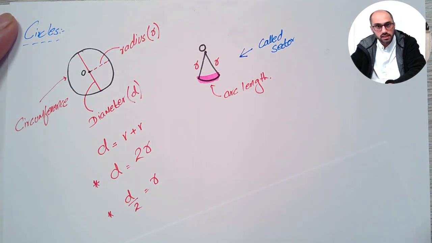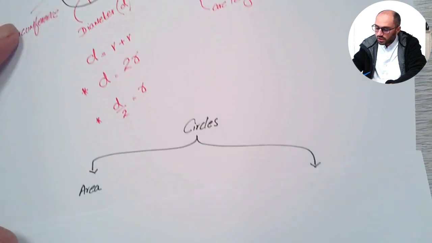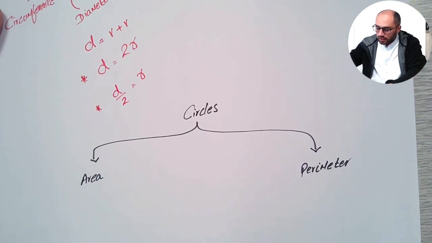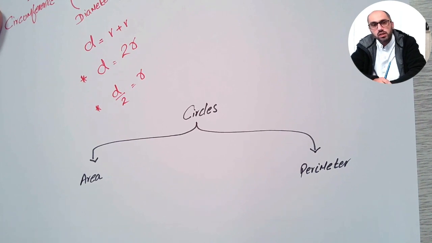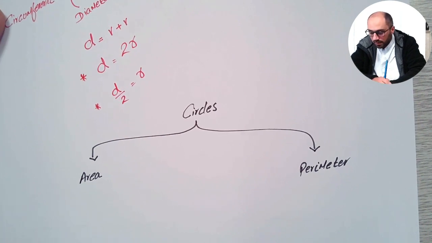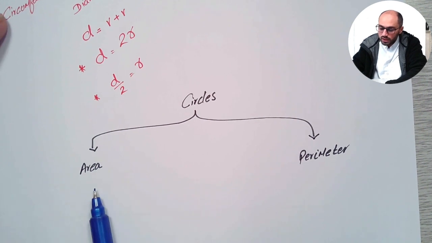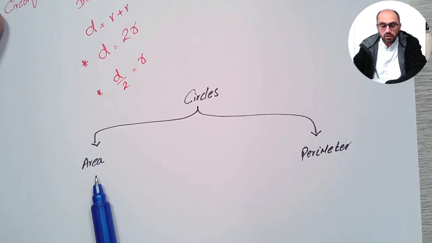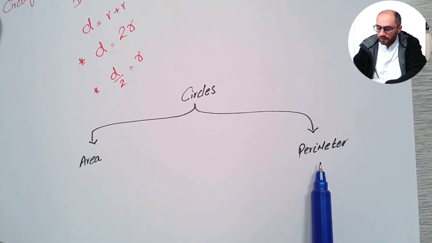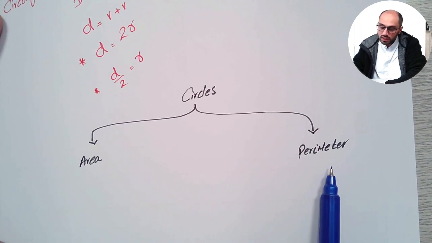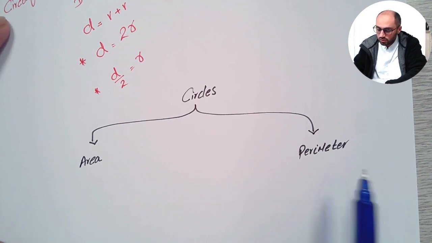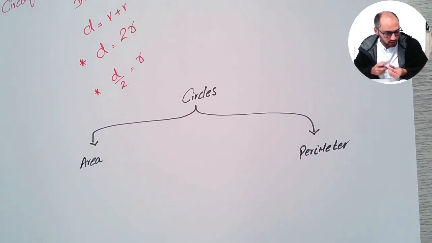Now, when it comes to the exam questions, I can put them in categories. When I categorize the questions which will be given to you in the exam, the first category will be calculating the area of a given shape. It could be a circle or a sector. While the second category will be calculating the perimeter of the shape. It could be a circle or a sector. So let's consider those two situations.